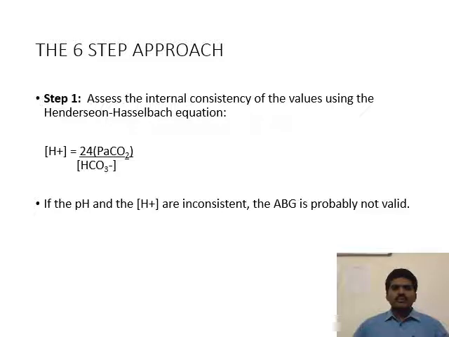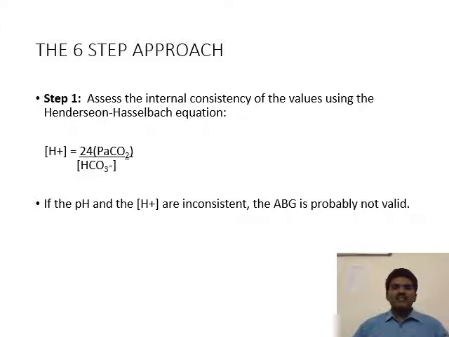So now we are entering into the ABG analysis proper. The easiest way is the 6-step approach. The first step is assessing the internal consistency of the values using the Henderson-Hasselbalch equation. You need to be sure that you are looking at a perfect ABG and you can rely upon the values. For that, you need to assess the internal consistency.